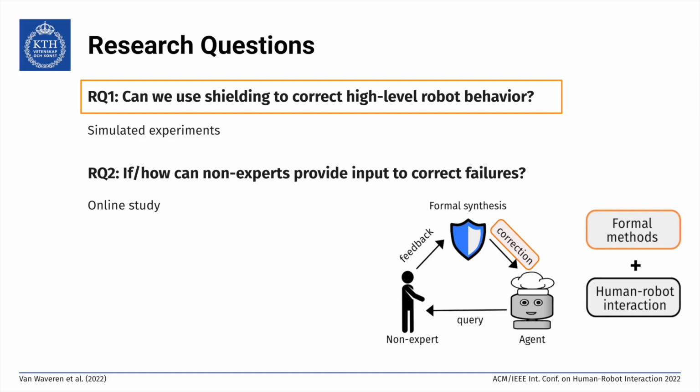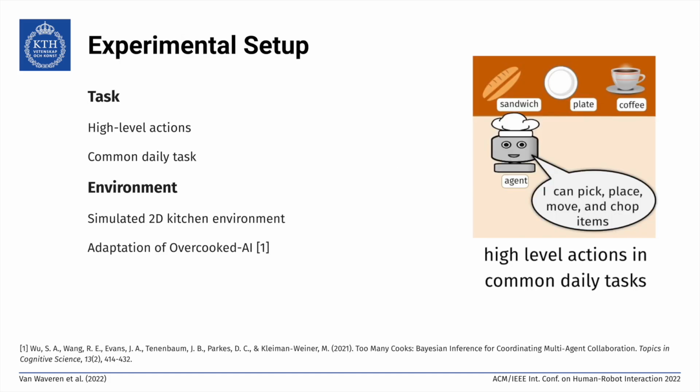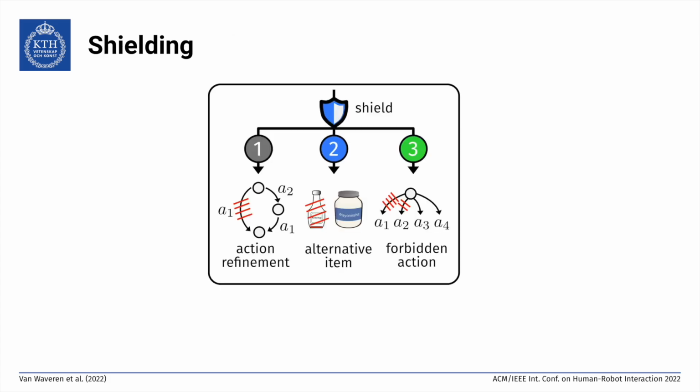We conducted a series of simulated experiments in which we construct shields to correct high-level actions in a cooking task from ground truth feedback. We also create shields from incorrect feedback to gain insight into their effect on the failure recovery. This feedback was obtained from the online study, which I will discuss in more detail in a moment. We showcase our approach in a 2D simulated kitchen environment, which is adapted from prior work. In 3 experiments, we collected input for the following types of failure corrections: action refinement, alternative item, and forbidden action. I'll go through each in detail now.